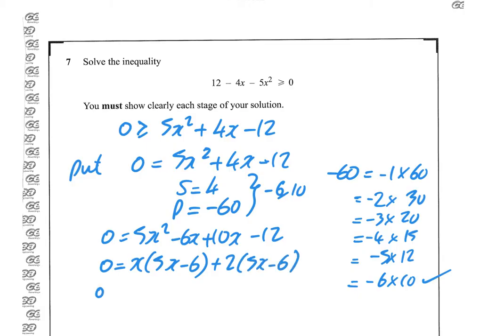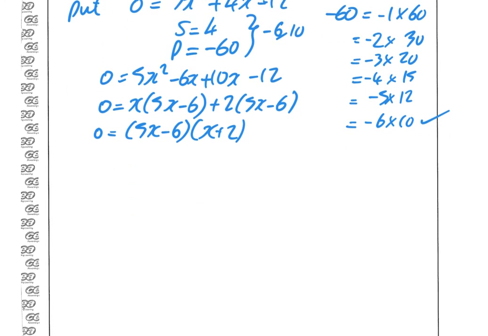If you see you've got the same bracket, you know you're on the right track. So 5x minus 6 times x plus 2. And that means x is going to be equal to 6 over 5, which is the same as 1.2, or x is equal to minus 2.